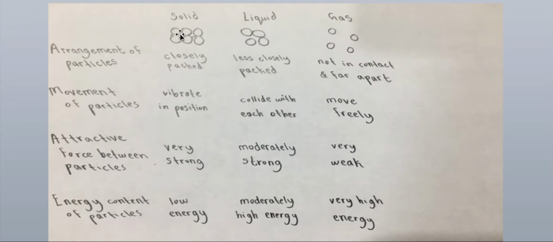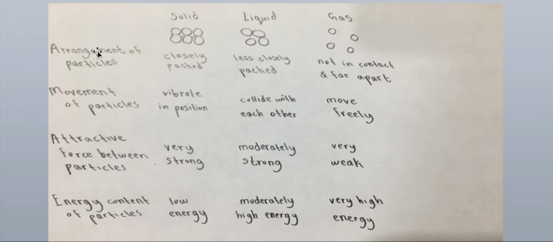A solid is one where all the particles touch each other. They're close to each other. They can't move. They can only vibrate about their position. In the case of a liquid, not so close but not so far. Again, in the middle. The particles are somewhat close, they collide, but they can still move. In the case of a gas, the particles don't even touch each other. Far apart, they can move.